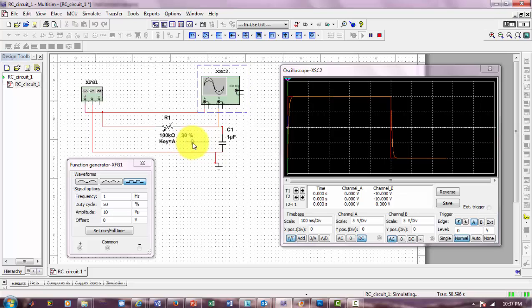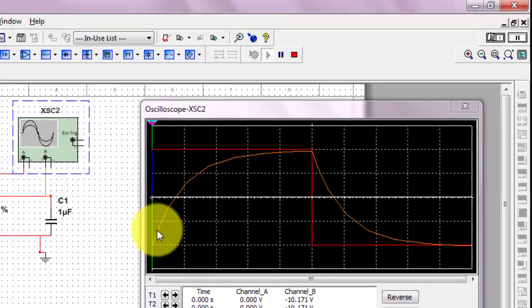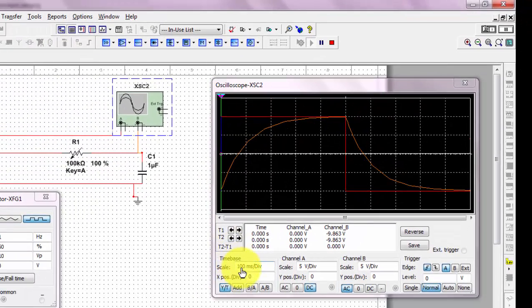Let me go to the maximum again, and you could see that it takes time to get there. Now, notice we barely got it, since 0.1 second is represented in this time constant, and you could see that 100 milliseconds is 0.1 seconds for each division, and that it's fully charged around 5 divisions or 0.5 seconds.